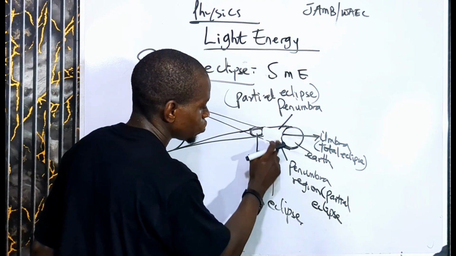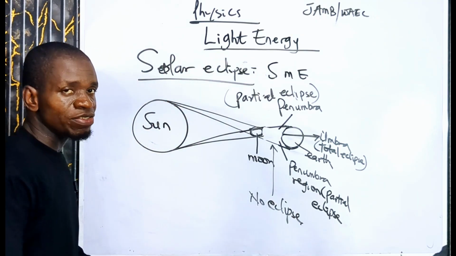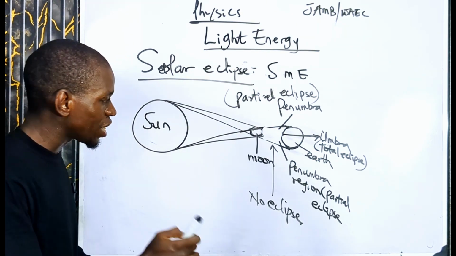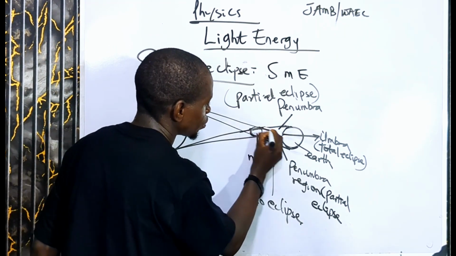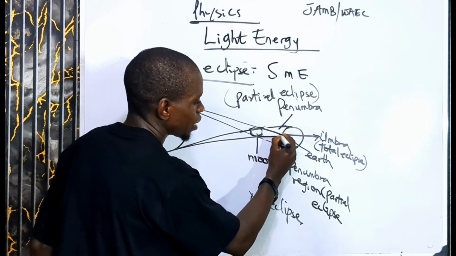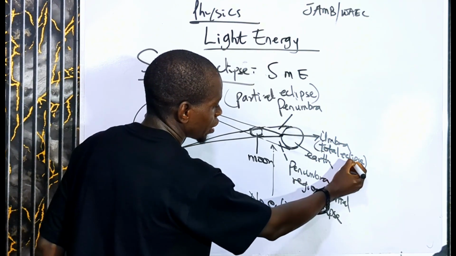And ask yourself, in this region, what kind of eclipse are we going to have? Remember that before you can say that it is under total eclipse, there must be an intersection. You must see something like this. There must be an intersection. That's why you now call it the umbra region, or total eclipse.